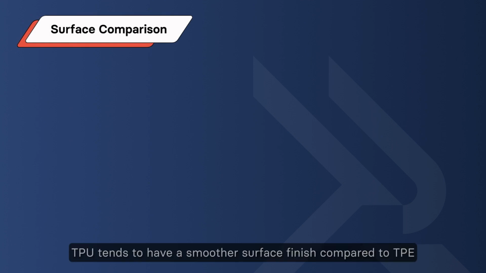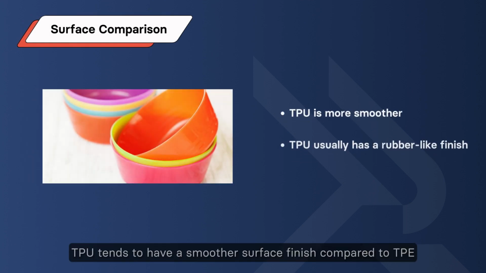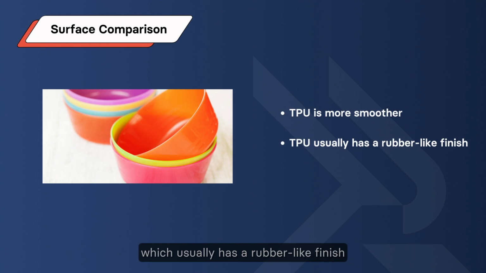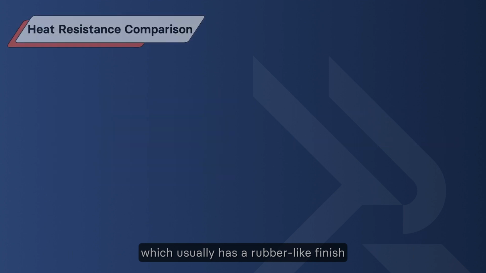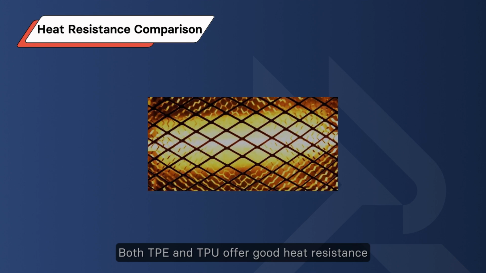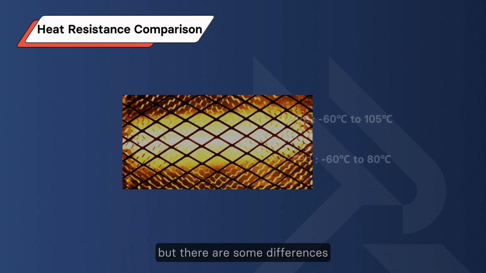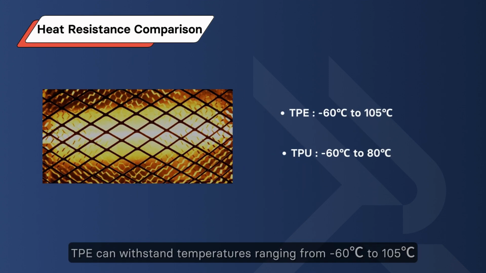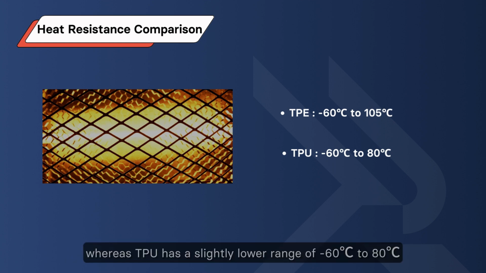Surface comparison. TPU tends to have a smoother surface finish compared to TPE, which usually has a rubber-like finish. Heat resistance comparison. Both TPE and TPU offer good heat resistance, but there are some differences. TPE can withstand temperatures ranging from -60 degrees Celsius to 105 degrees Celsius, whereas TPU has a slightly lower range of -60 degrees Celsius to 80 degrees Celsius.